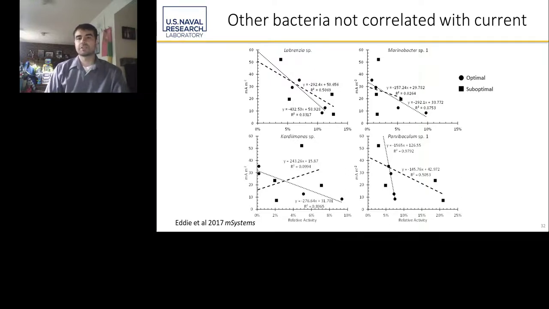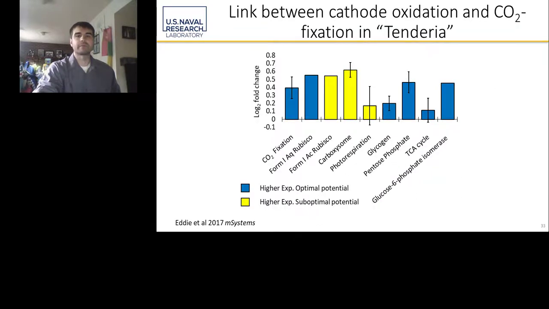And so even though this is only based on 4 reactors for each potential, if we look at the reactors that we did for the metagenome also, and look at the relative abundance of the DNA within the community, we also see this same trend, where the reactors that are making more current are also more enriched for Tenderia. So in total that ends up being something like 16 reactors. So that's a pretty good number of replicates.